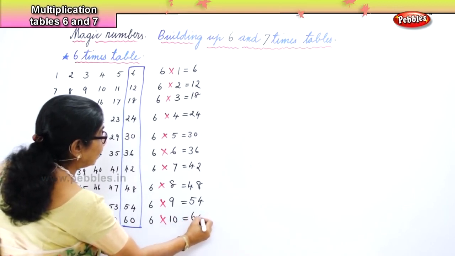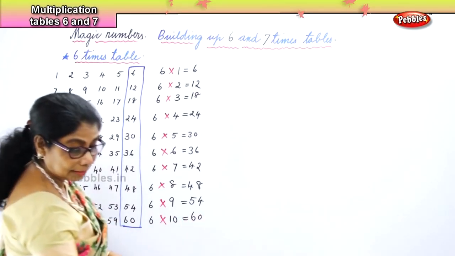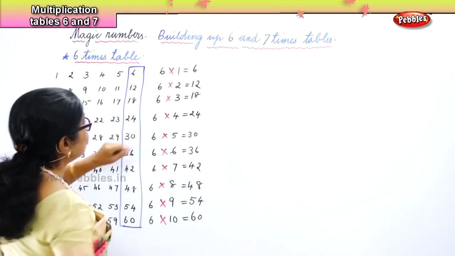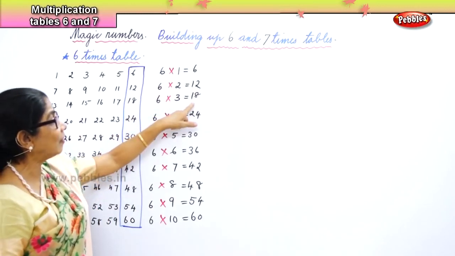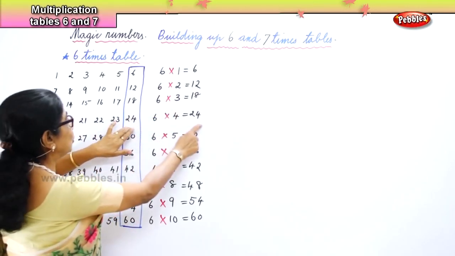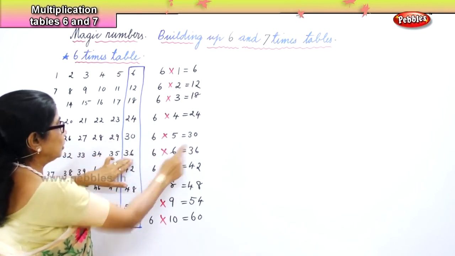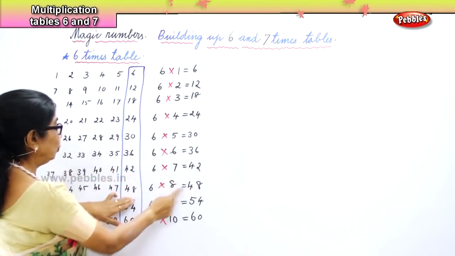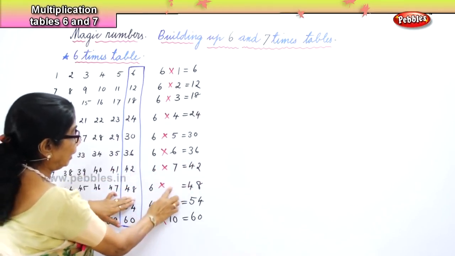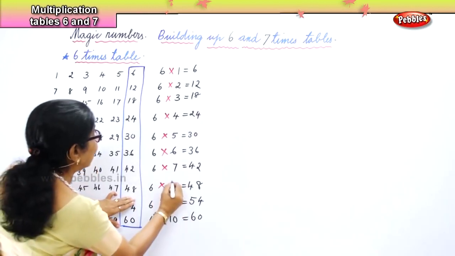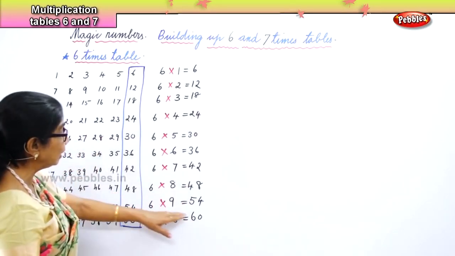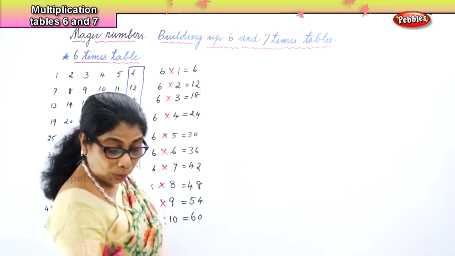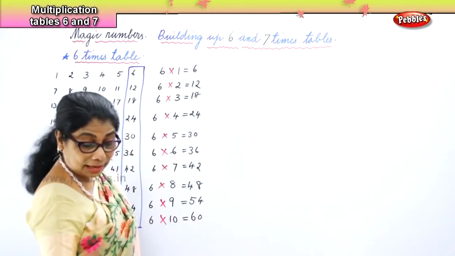Now, let's read it along. 6 ones are 6. 6 twos are 12. 6 threes are 18. 6 fours are 24. 6 fives are 30. 6 sixes are 36. 6 sevens are 42. 6 eights are 48. 6 nines are 54. And 6 tens are 60. And that's how we build our 6 times table.